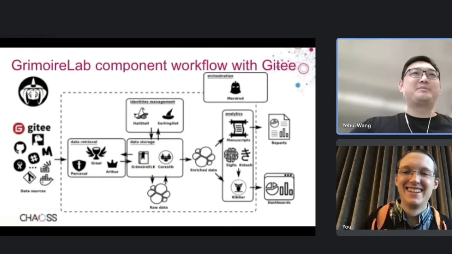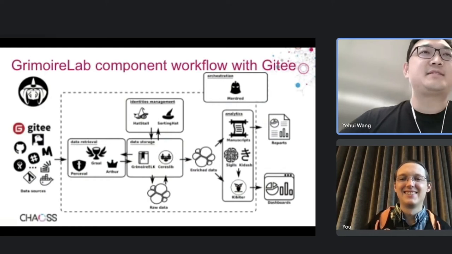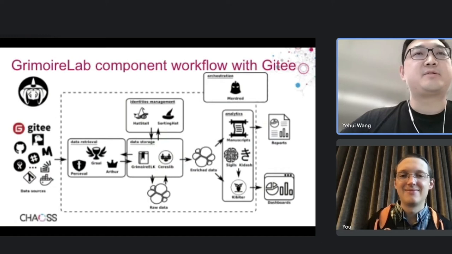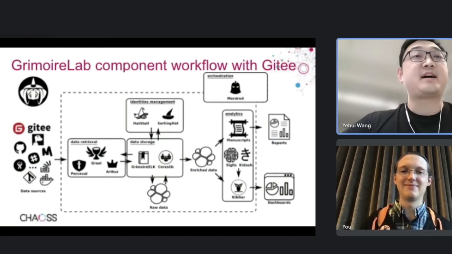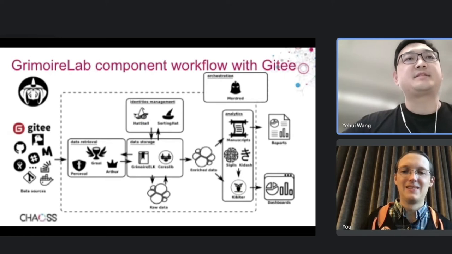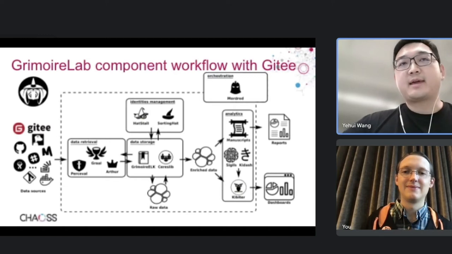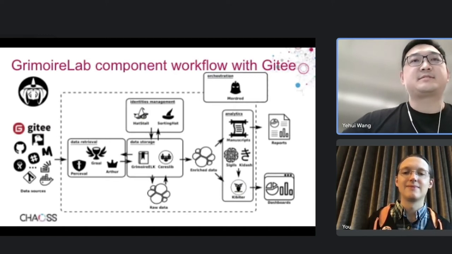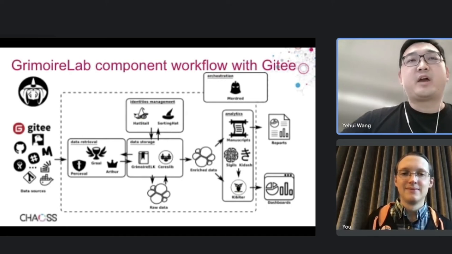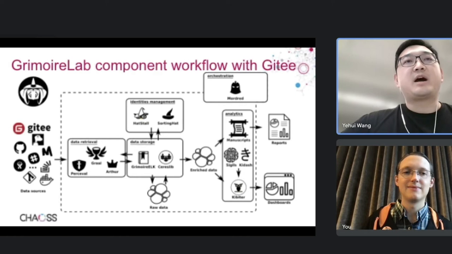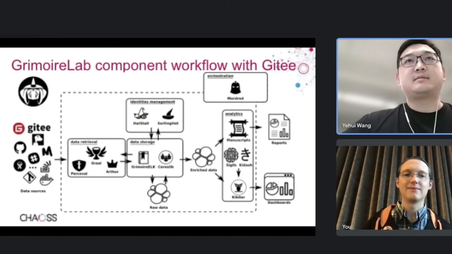Okay, cool. This is the GrimoireLab component workflow together with Gitee. You can see that GrimoireLab has several components, and we can divide the data handling into several steps. First of all, we use Perceval, one component from GrimoireLab, to fetch and gather data from data sources, for example from Gitee, from Slack, or from any other data sources. Then we use GrimoireLab ELK to store our data in the database. We are using Elasticsearch or any other database. Meanwhile, we also manage identities using SortingHat. For example, if one person has two emails coming from different data sources, we can merge them together into one person. That's quite cool.